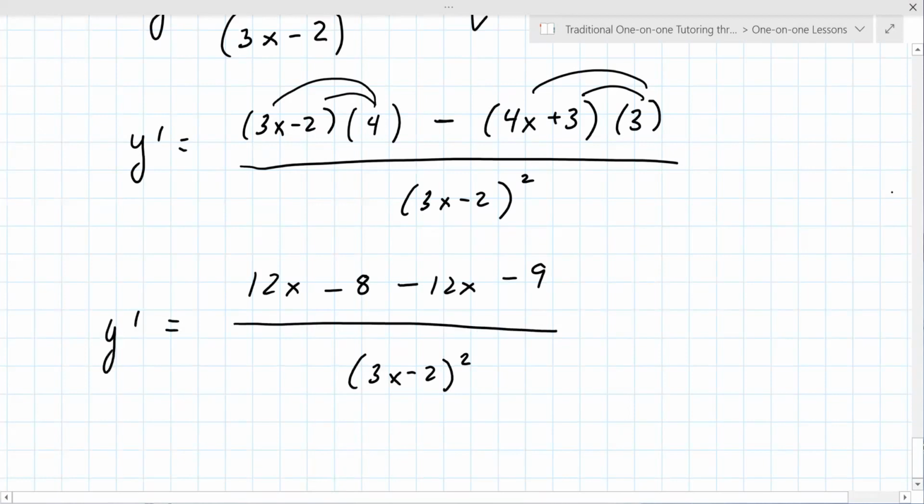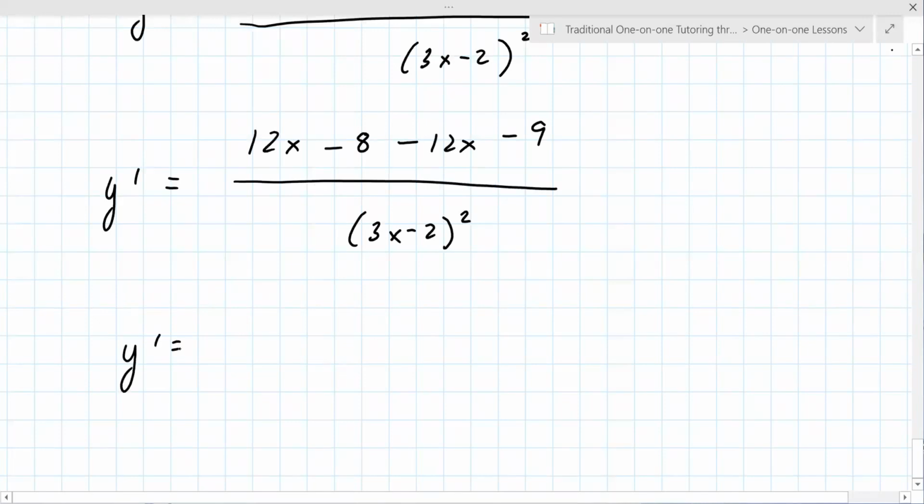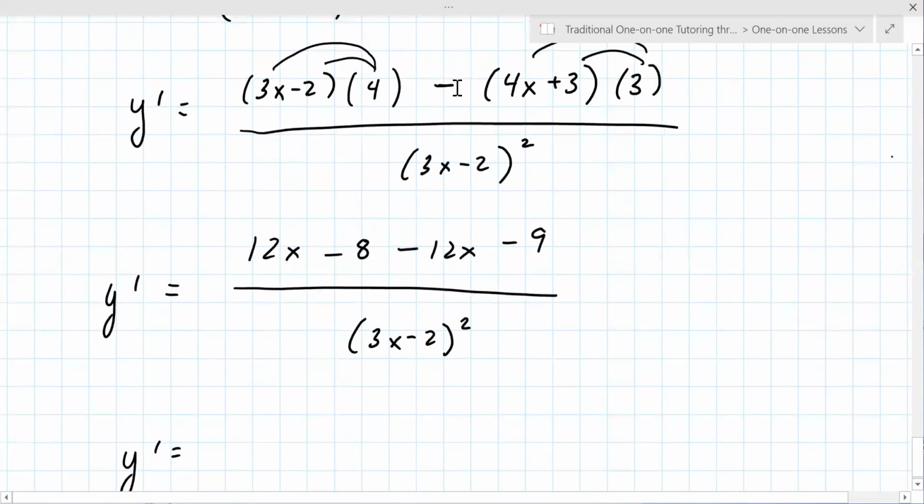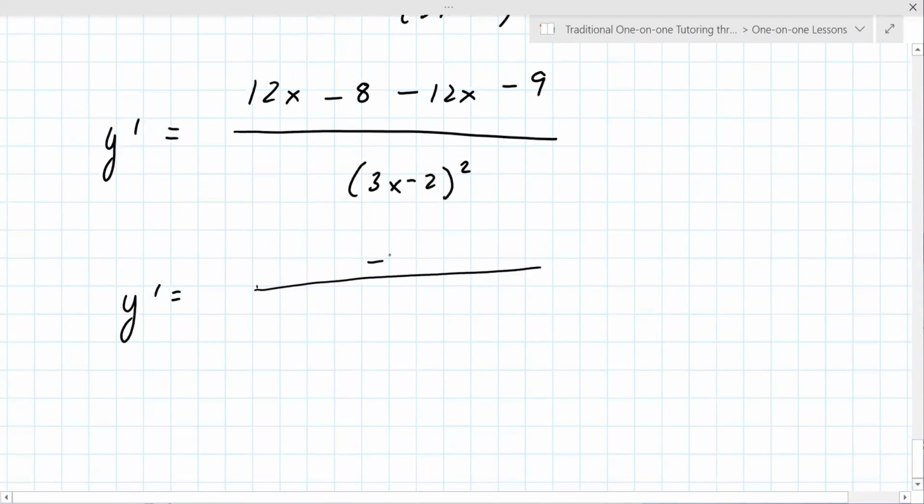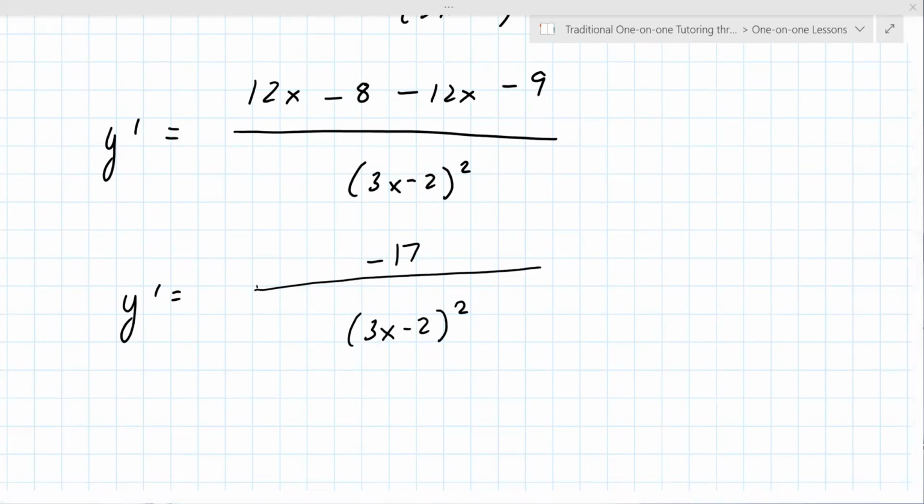It's 12x minus 8. Then the 3 times 3, 9, but it's negative, because there's a negative out in front here. This applies to everything on the right. So negative 9, and negative 12x also, because it's 3 times 4x, which is 12x, but there's a negative out in front, so it applies to both of these. Now, when you get to this step, the 12x and the minus 12x cancel. So it's negative 17 over 3x minus 2 squared.